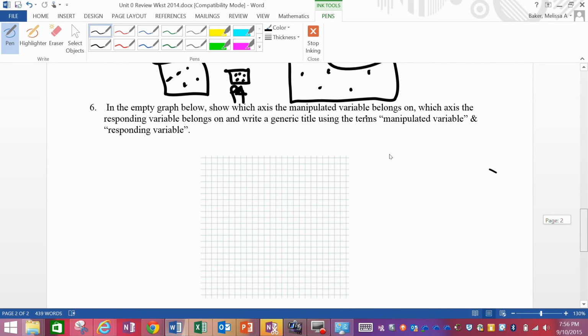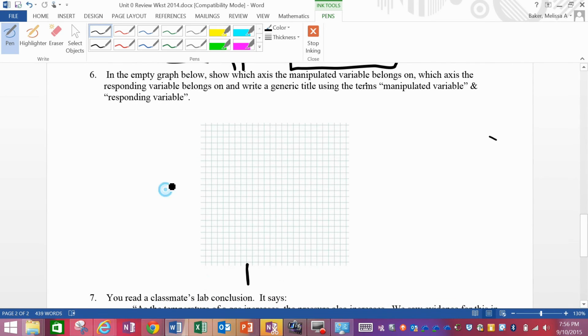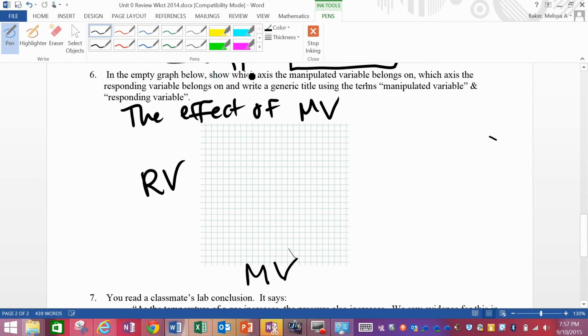Alright, last problem. You're supposed to label this graph. The manipulated variable goes on the X. The responding variable goes on the Y. A great title is always the effect of the manipulated variable on the responding variable.